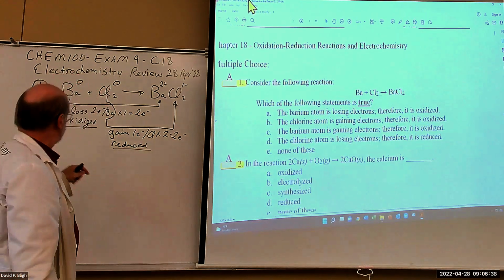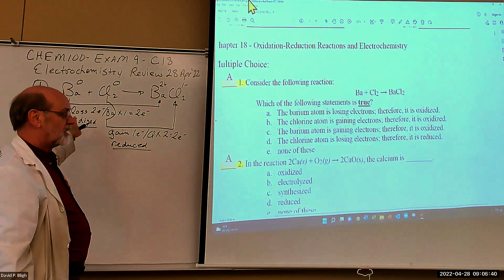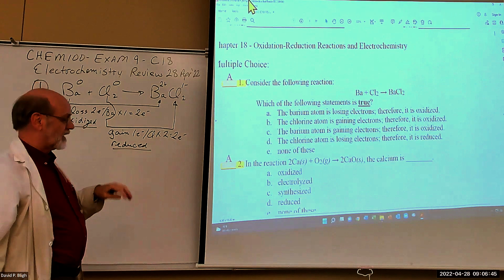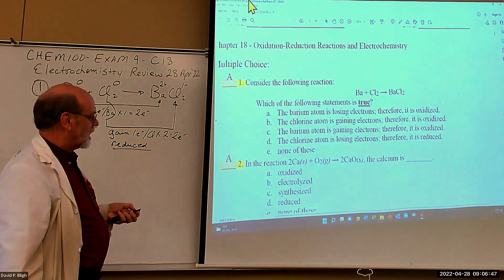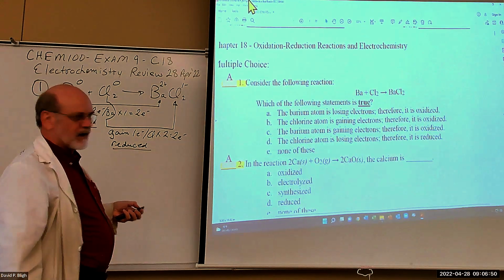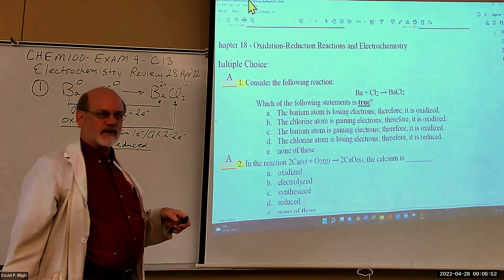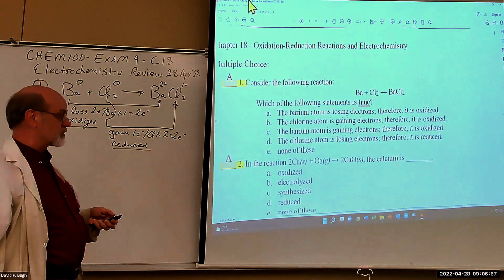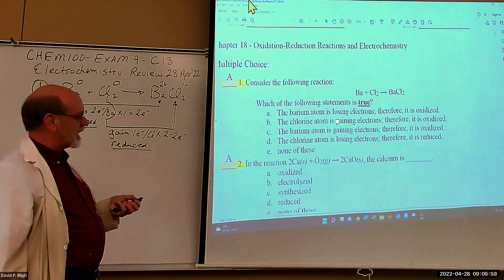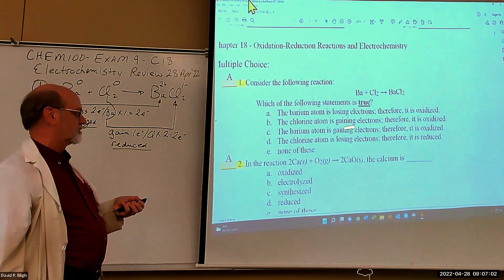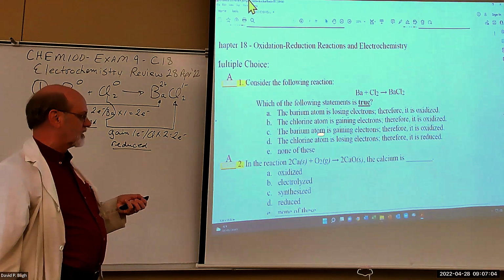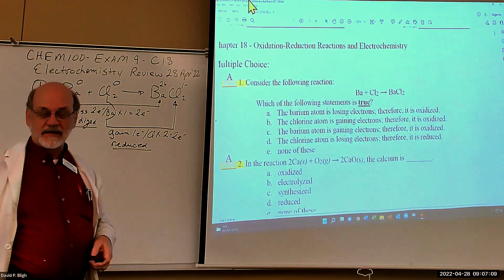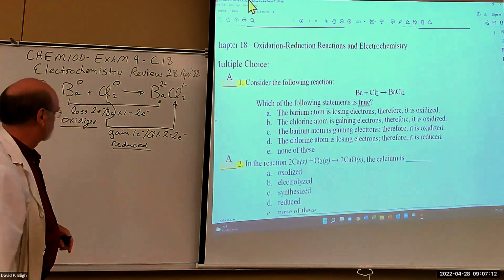Barium atom is losing electrons. That's true. Therefore, it is oxidized. That's also true. So I think we found our answer, because there are no oddballs down here, like 2 of the above, none of the above, that type of thing. The rest of them should be false. Chlorine gain electrons, oxidized, wrong. Barium gain electrons, wrong. Chlorine lose electrons, wrong. Okay, so we do have our answer, A.